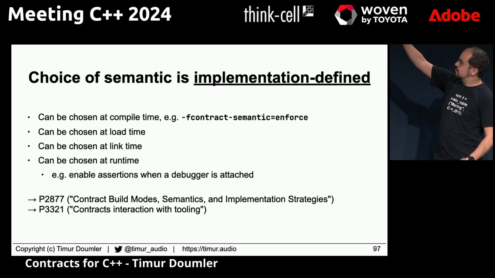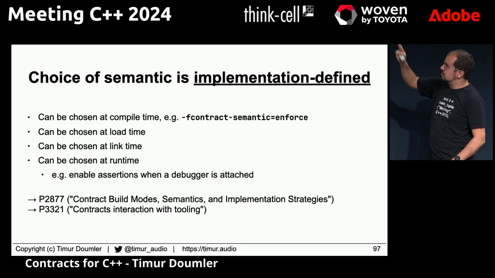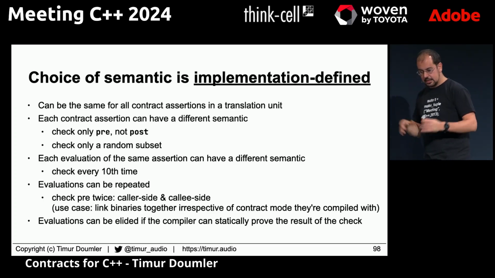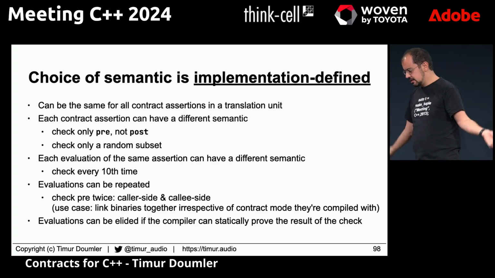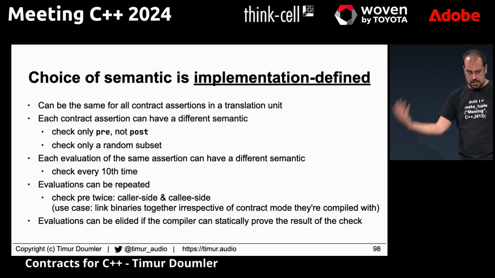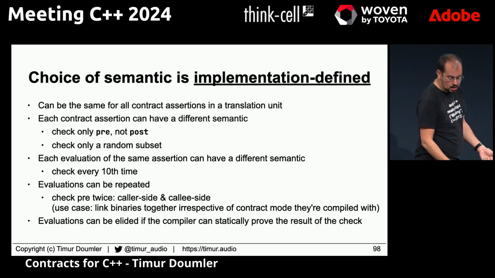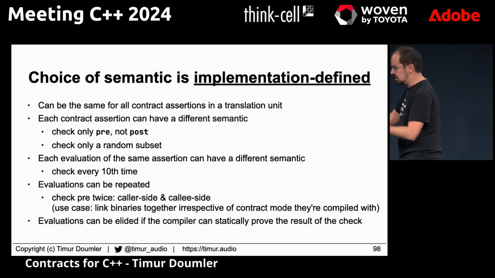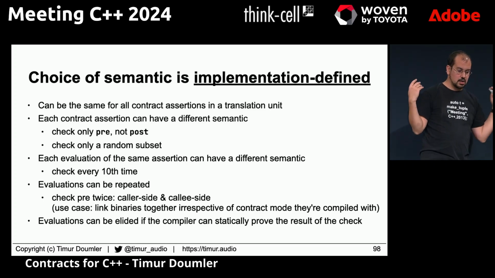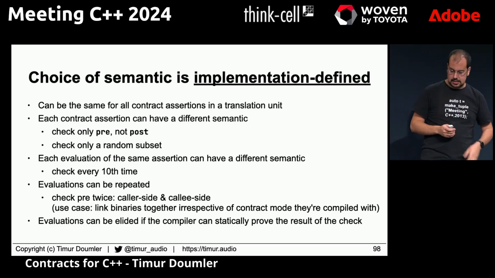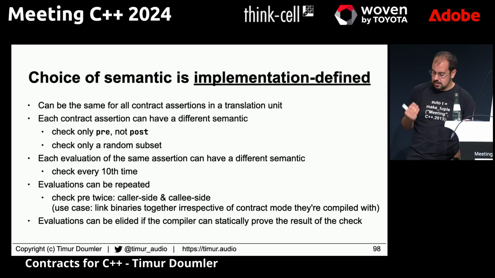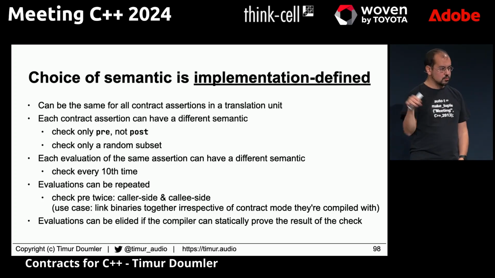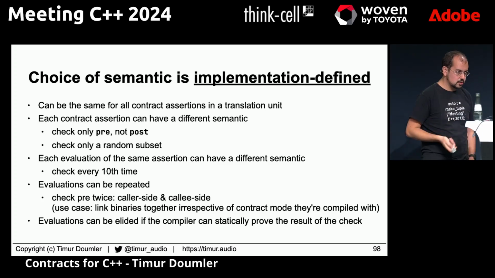And there's a bunch of papers here that talk about the different use cases and why you want to enable all of these options. Some of these use cases are things like this. Well, you can say, okay, the semantic, whether it's checked or not, and what happens is the same in every translation unit. That's what we do with macros today. You can say, oh, check only pre but not post, or check only a random subset, or check only every 10th assertion, or other things like that. Or we can also allow elision if the compiler can prove, okay, we're checking the same thing twice. I already checked this. Let me remove the second one because I already know it's going to be true.